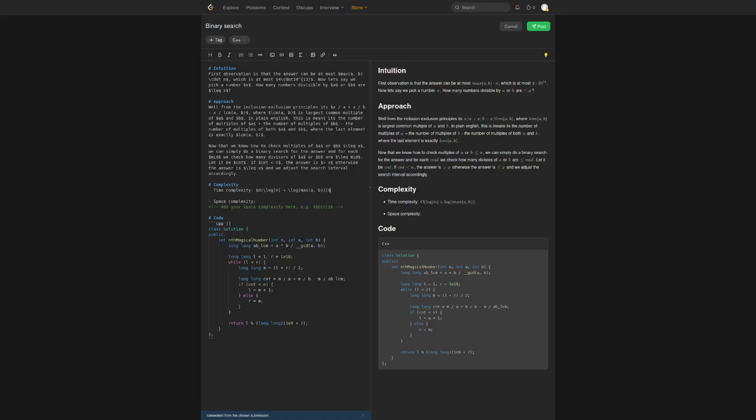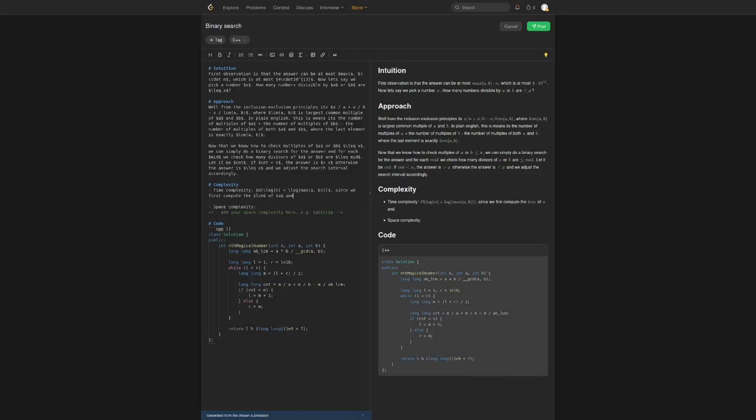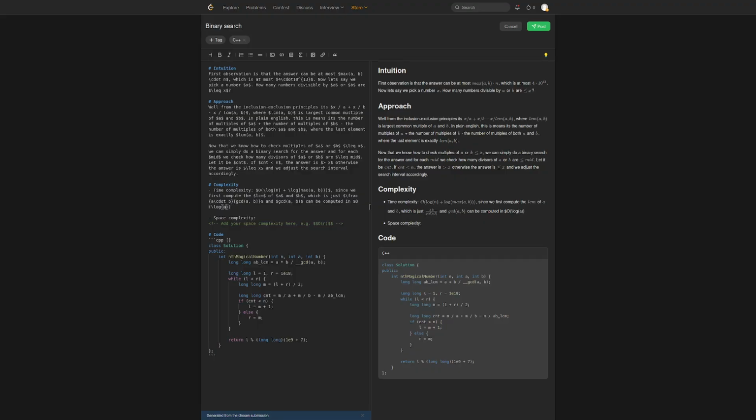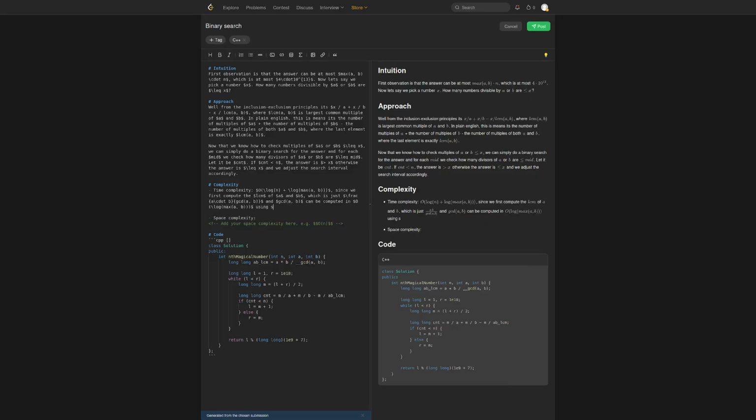Time complexity. We first compute the LCM of A and B, which is just A times B divided by the GCD. The GCD of A and B can be computed in O of log max A, B using the standard Euclidean algorithm.